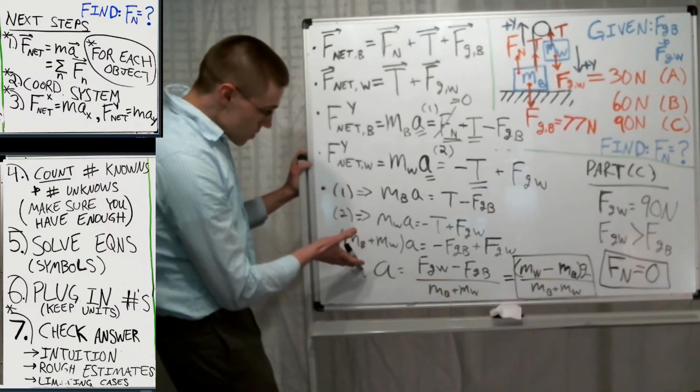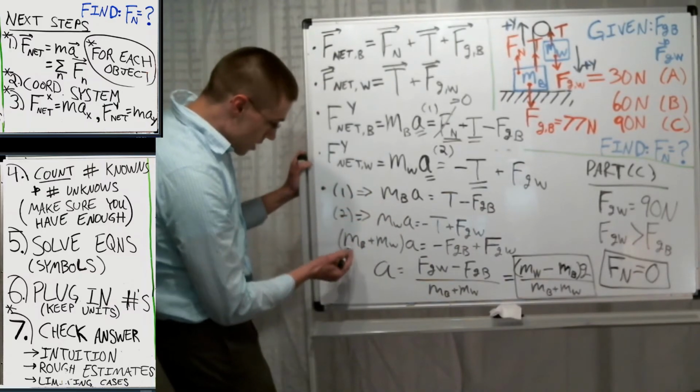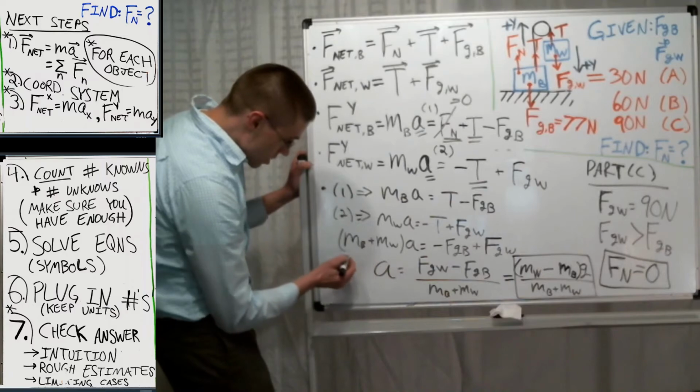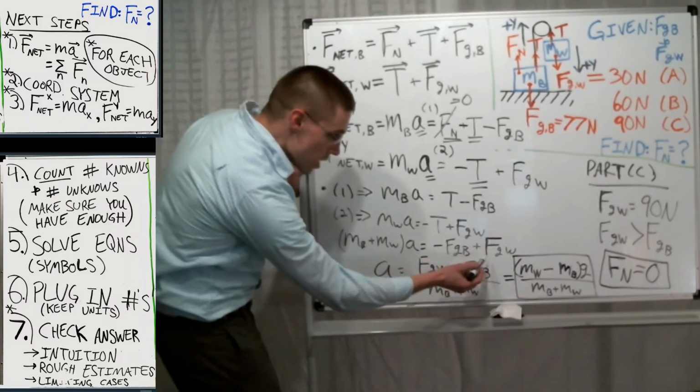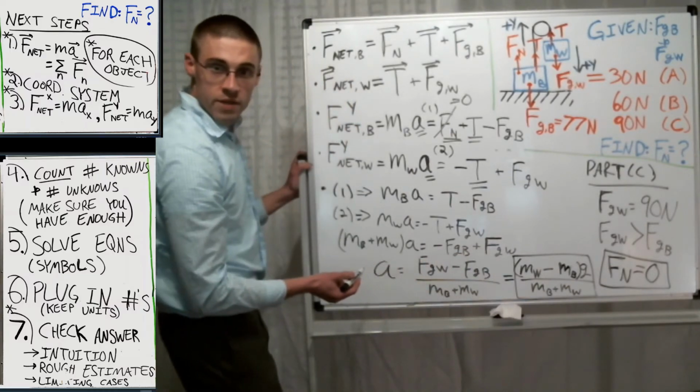And I can do the same addition method. What I end up with is, on the left-hand side of the equation, an mv plus mw times a equals a difference between the two weights, right?